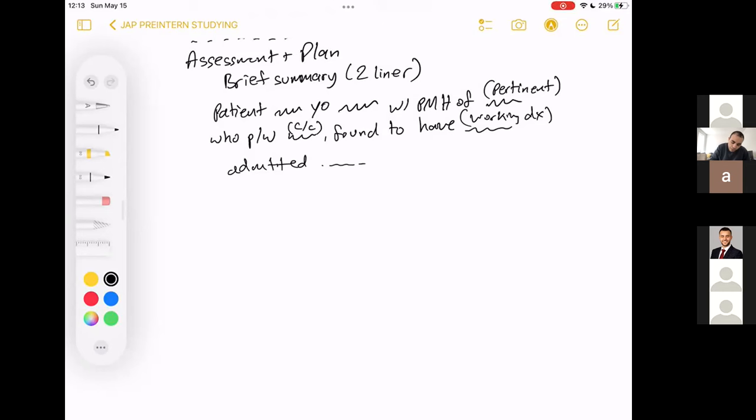Okay, so for my problem number one, usually some people write hashtags, some people write numbers. I like to use the hashtag because it doesn't number you. You don't know how many problems you will end up having. So my problem number one is going to be GI bleed, okay? And then again, here it's more art than science.